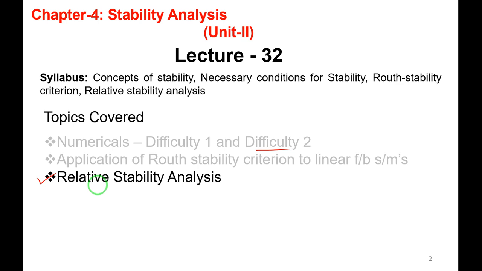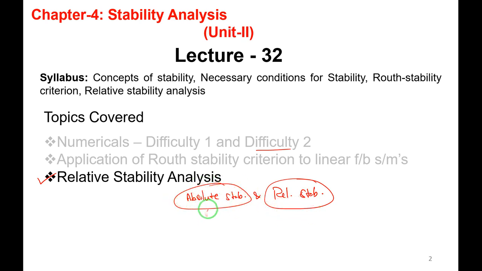Already we have differentiated between absolute stability and relative stability. I have introduced these terms already. Relative stability. In relative stability, the system is already stable, and the question is to what degree, to what extent the system is stable, that is, the depth of stability. But in absolute stability, the system is either stable or unstable. That is very clear cut. A yes or no answer will be there.